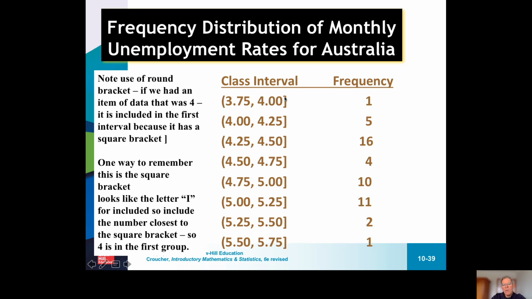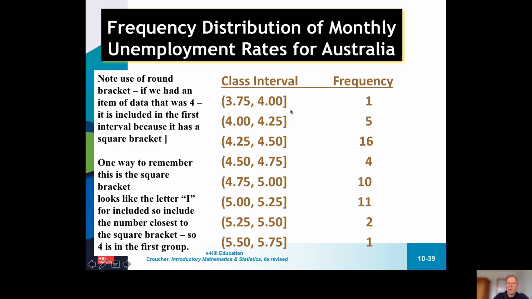One helpful way of remembering that is that when you see the little square bracket, think of it looking like an I for include. That helps me remember that a 4 would be 3.75 up to 4 would be in this group. If there was an only 4.01, etc., would be in this group up to 4.25.